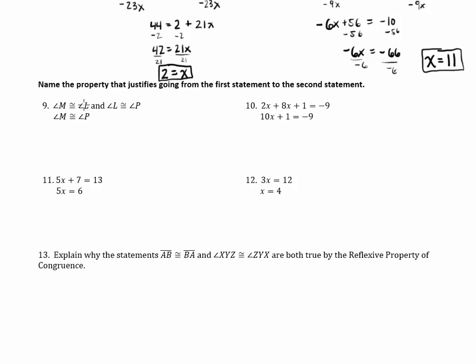Well, if you look, if M and L are the same, and L and P are the same, well, doesn't that mean M and P are the same? That is the transitive property. Transitive. That's the transitive property right there. If A is equal to B and B is equal to C, so if A is equal to B and B is the same thing as C, then A and C must be the same. That's the transitive property.